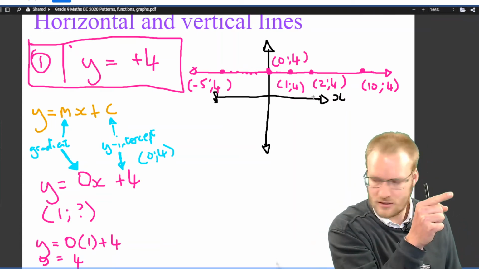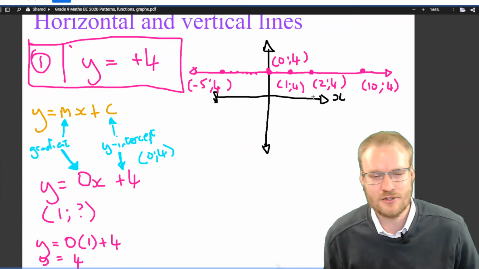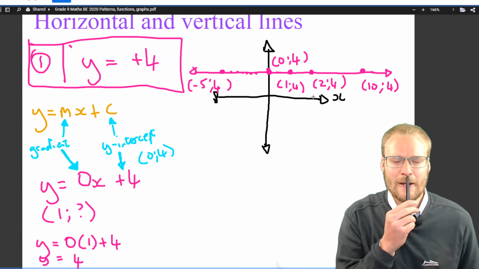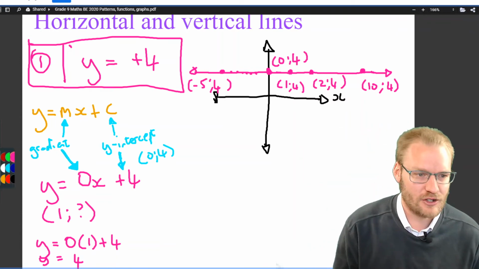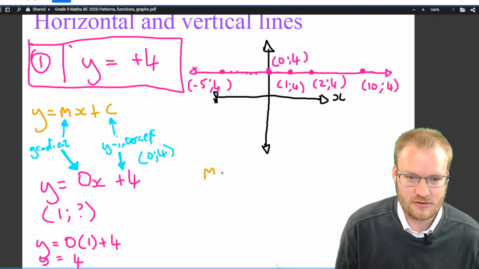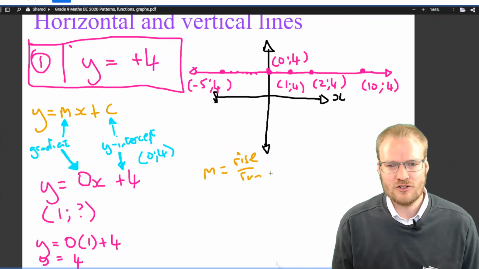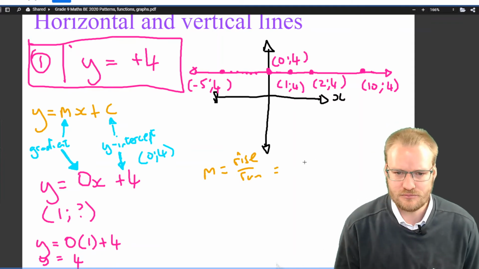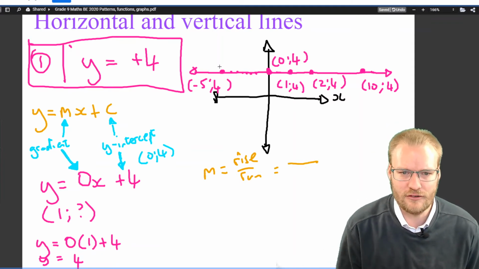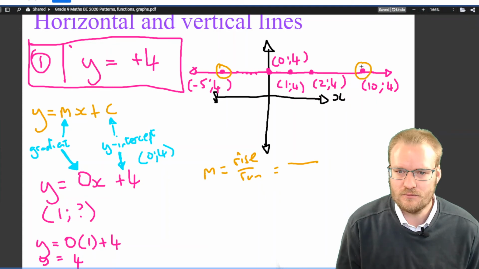You just go across. You don't go up or down. Okay, so what about gradient is rise over run? Let's look at it that way. So I'm going to write this last one down and go, gradient is rise over run. Okay, so let's choose any points. And we're going to go from this point to this point.